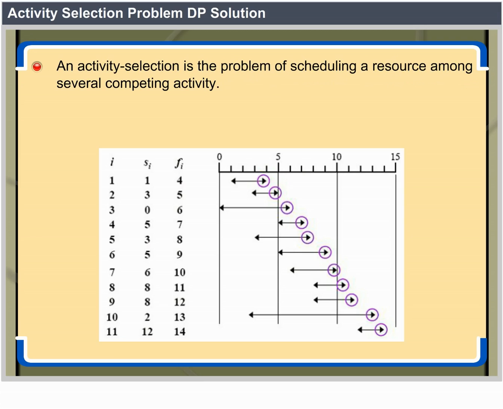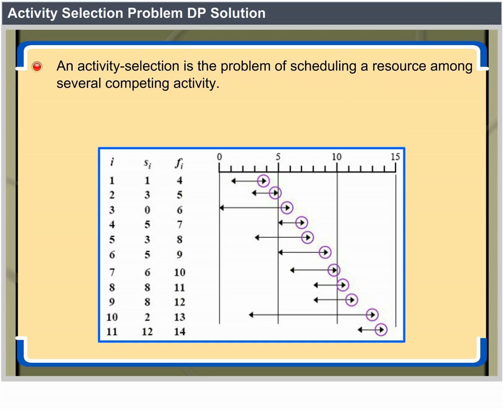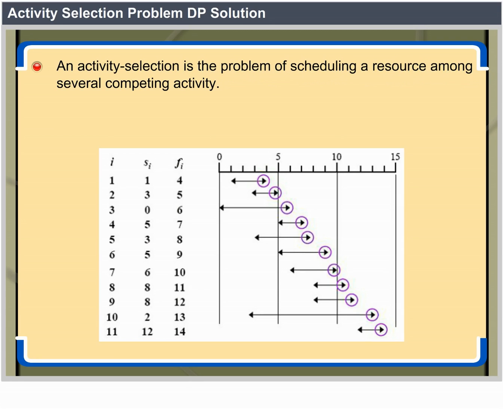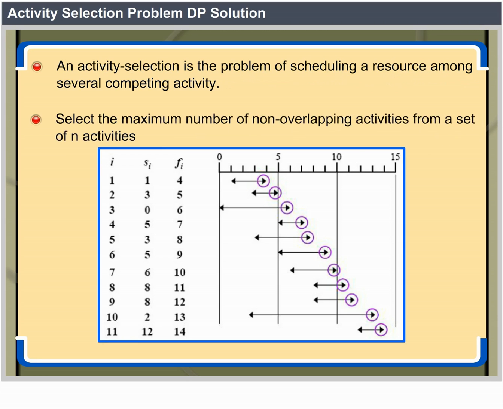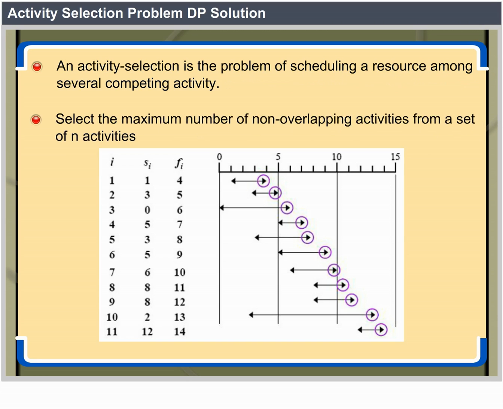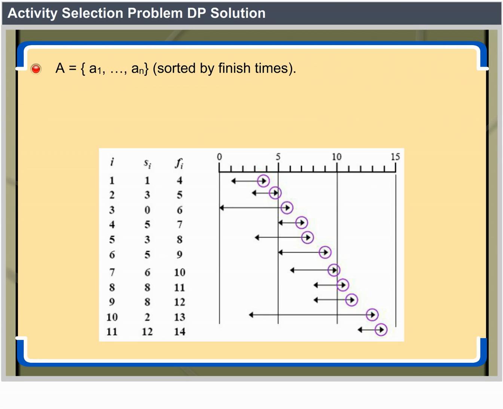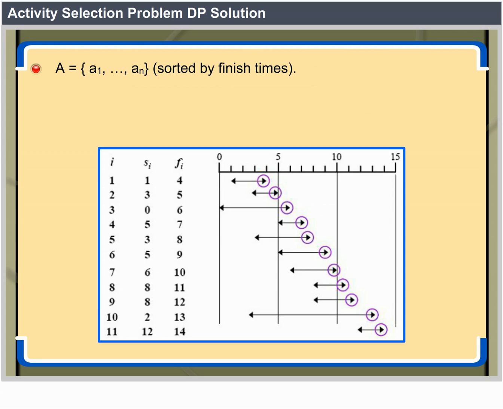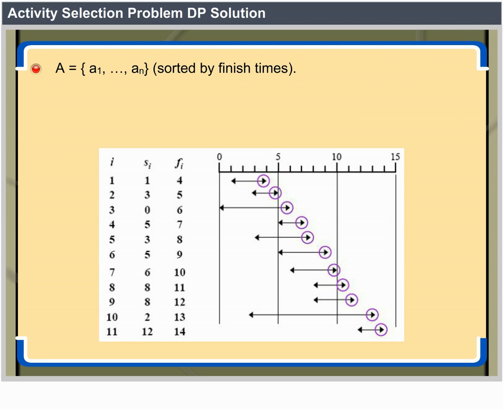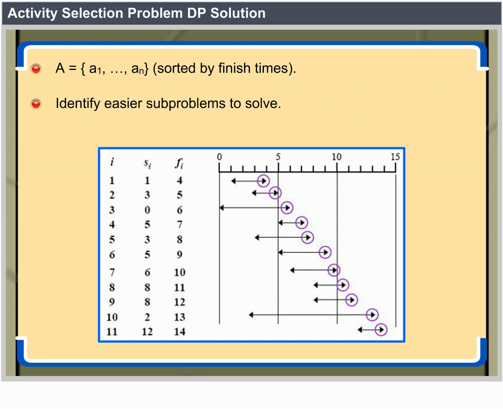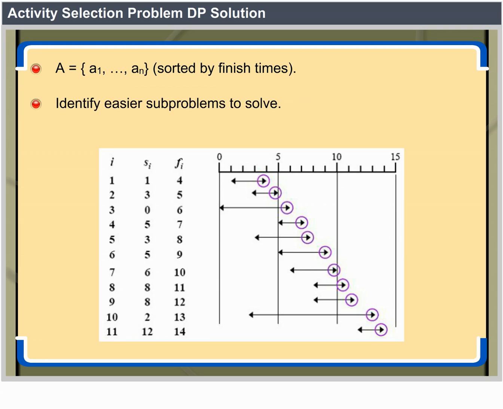Activity selection is the problem of scheduling a resource among several competing activities. Select the maximum number of non-overlapping activities from a set of n activities. A is a set which contains the elements A1 up to An, sorted by finish times. Identify easier subproblems to solve.